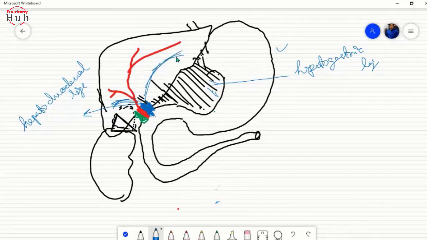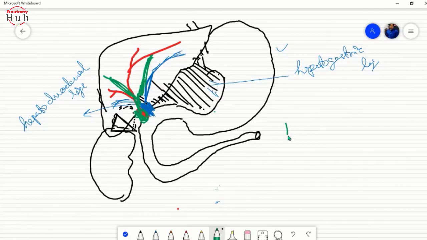Right. Like that, you'll find the two hepatic ducts. The left hepatic duct is coming from the left lobe of the liver, and the right hepatic duct is coming from the right lobe of the liver. They unite together and form the common hepatic duct over here. Right.